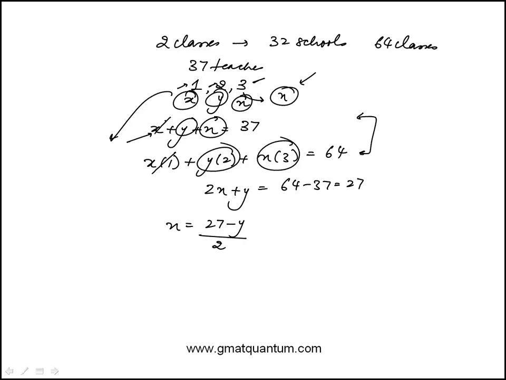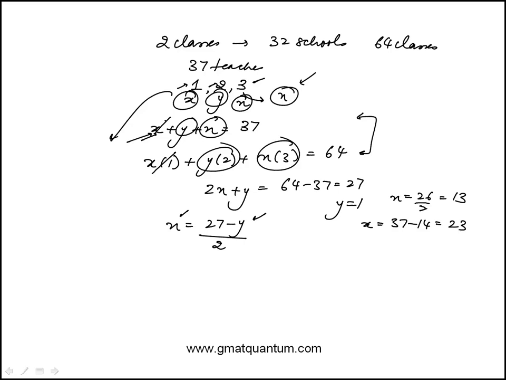Now, x, y, and n have to be integers, so the greatest possible value of n would be when y is 1, in which case n would be 26 over 2, or 13. That would be actually the upper limit. But let's see if the solution works out. Y is 1, n is 13. That gives me x is 37 minus 14, or 23.